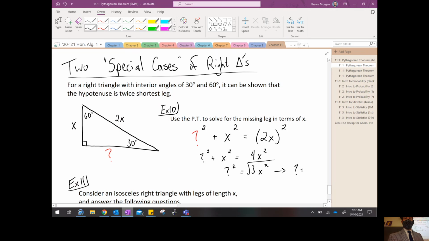Now, taking the square root of 3, I can't really do anything there, right? So I'm just going to have square root of 3. And then square root of x squared, we would normally say is absolute value of x, but because x is the side of a triangle here, it wouldn't make sense in that context to consider it being negative, for example. So we're going to be left with x square root of 3. I'm going to erase that and write x square root of 3.